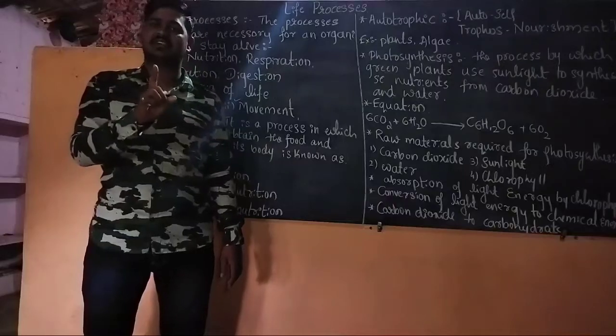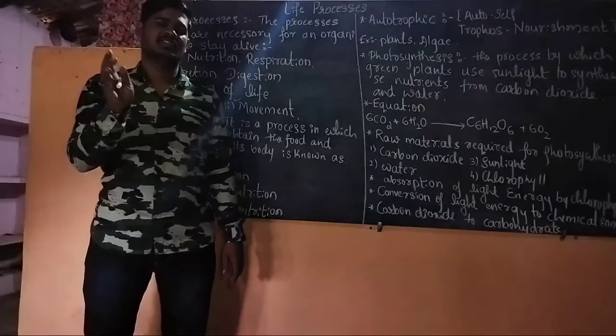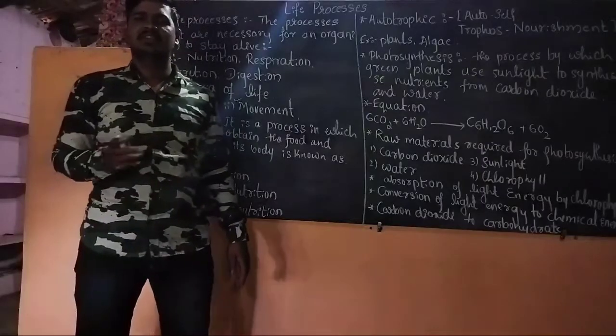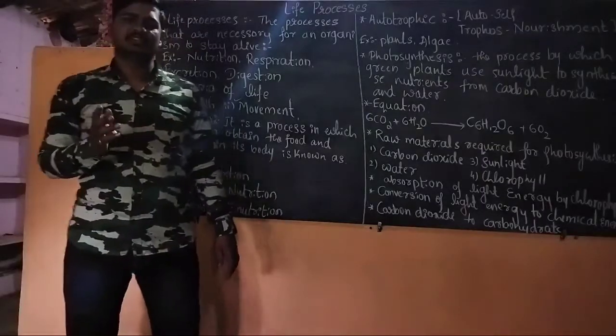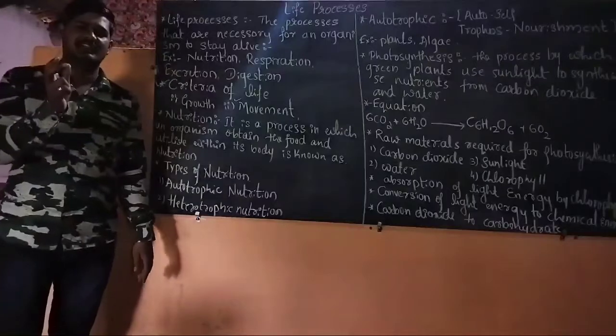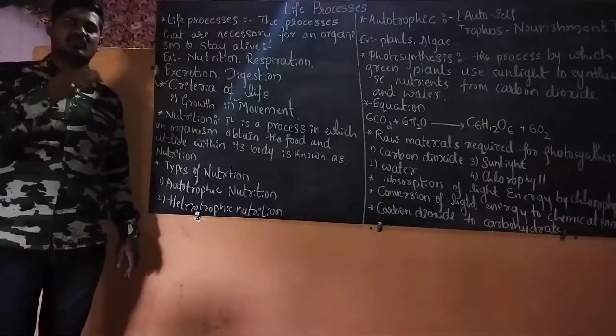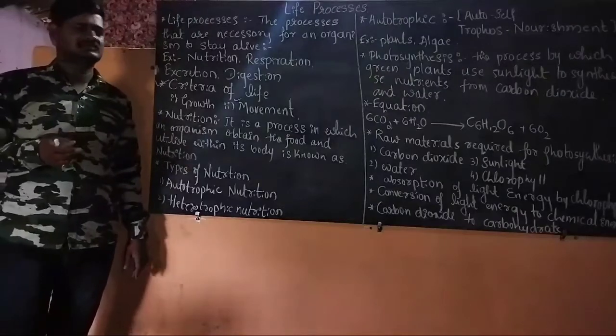For plants the criterion of life is growth. On the basis of growth we can say that the plant is alive, but it is not showing movement. The plant is stationary. It stays at the same position throughout its lifespan.